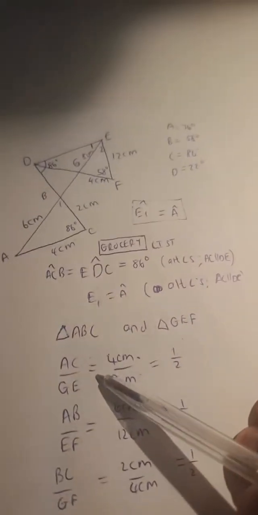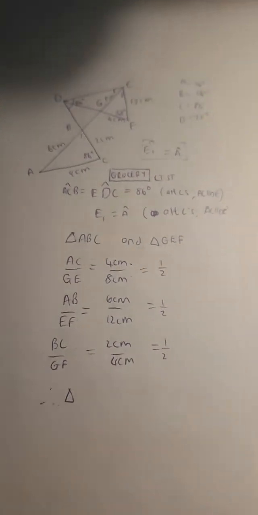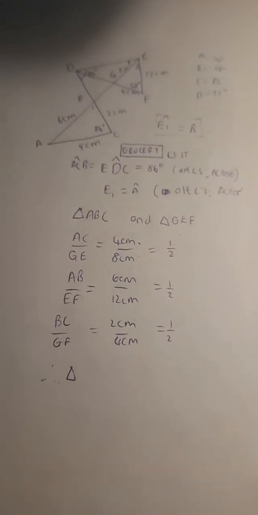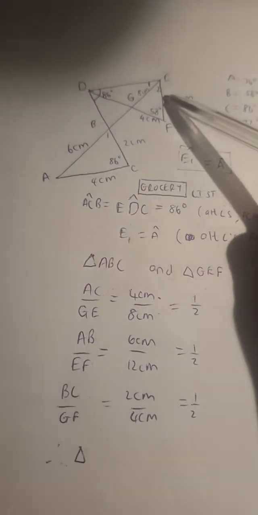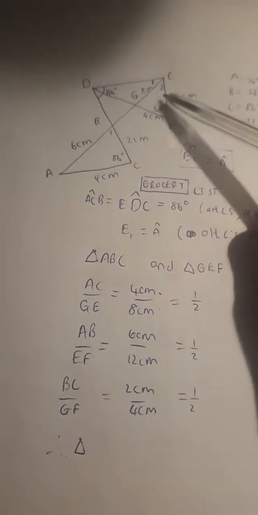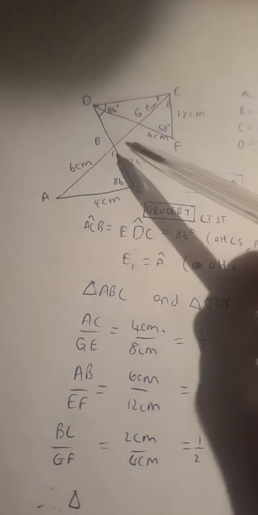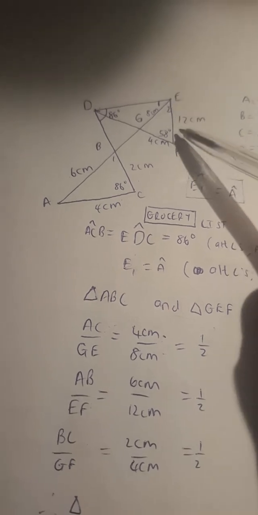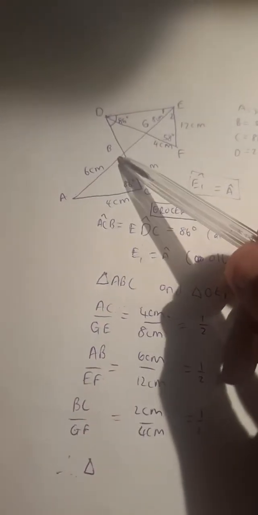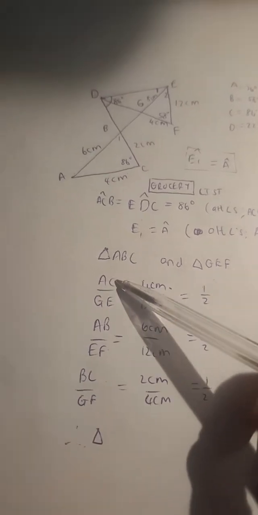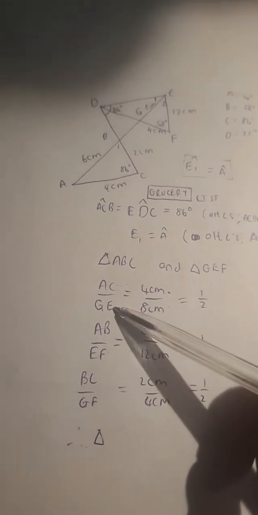So here we are seeing that there are similar triangles. Let me tell you this. If we don't know similarity, how in the world would we have been able to see that these two triangles are similar? Triangle ABC and triangle EFG. But now, remember, we had AC over GE.